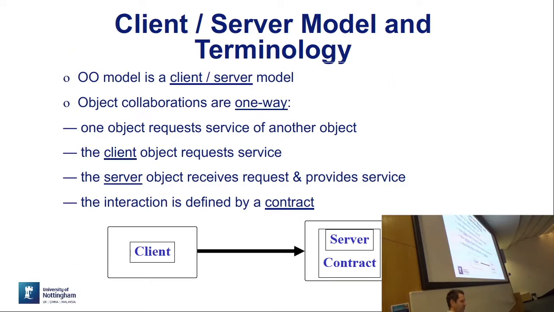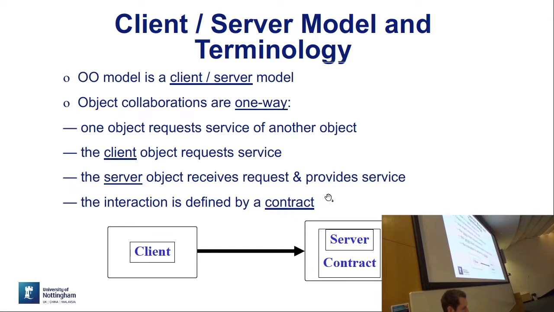We'll also be using this so-called client-server methodology. The object-oriented model is a client-server model. Object collaborations are one way. What does that mean? One object requests services of another object. The client object is the object that requests the service. The server object receives the request and provides a service or returns information. And the interaction is defined by a so-called contract.